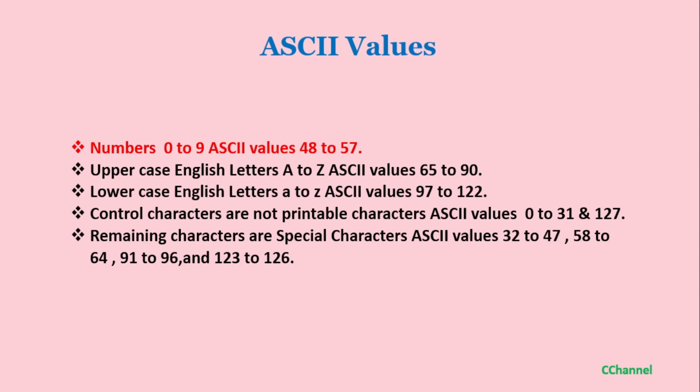So ASCII values of numbers 0 to 9 are 48 to 57. Uppercase English letters A to Z have ASCII values 65 to 90. Lowercase English letters a to z have ASCII values 97 to 122.